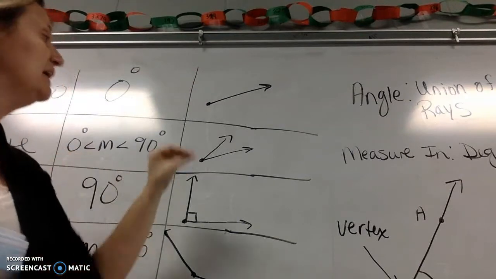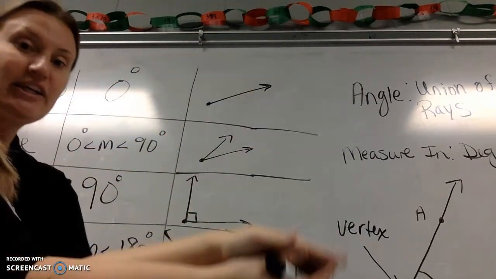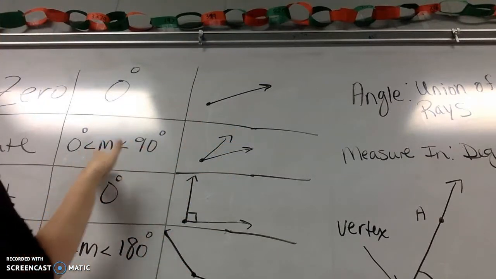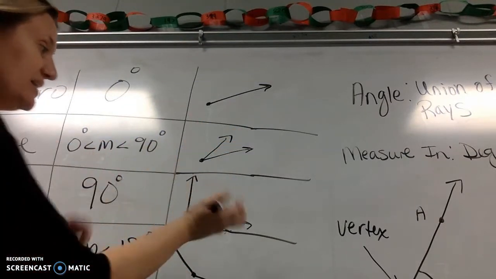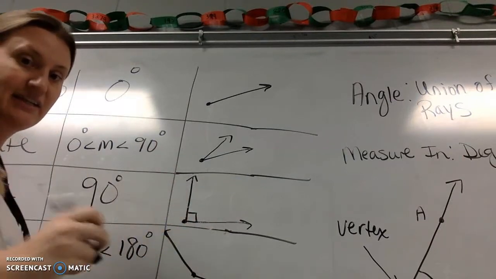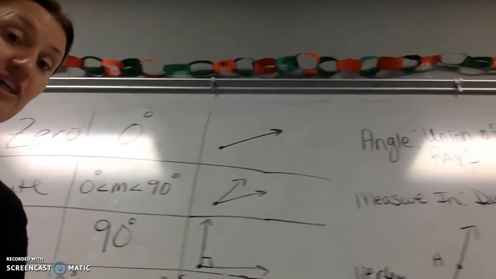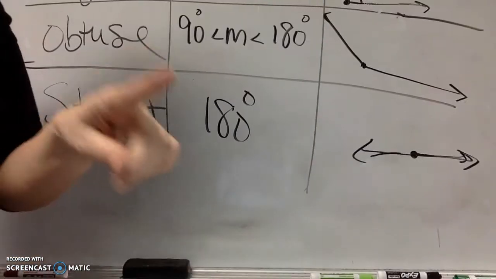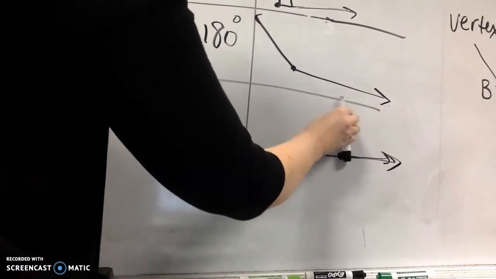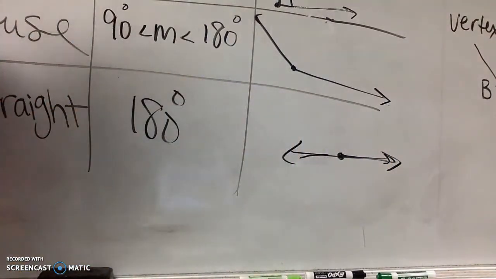0 degrees. An acute angle has very little opening. There's not going to be a lot there, which is why it's going to remain between 0 and 90. 90 is when you open exactly from horizontal up to vertical like this. 180 or obtuse is going to be your bigger opening, and straight is when this ray has opened and gone all the way over. Okay?